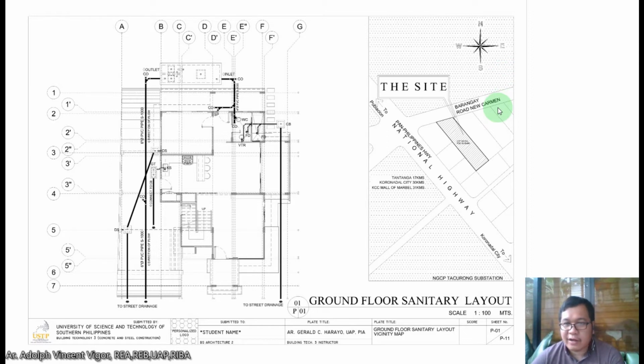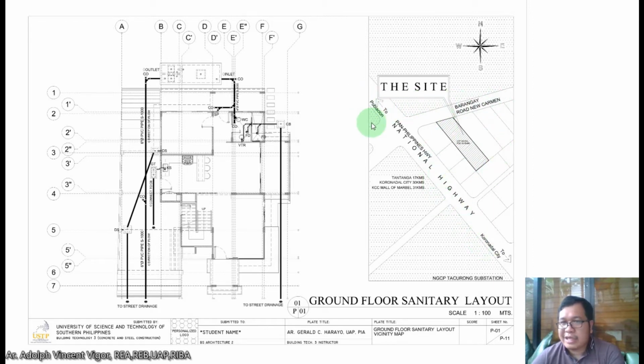For the ground floor sanitary layout, this is the first page of our plumbing plans. This was prepared by one of our instructors in the architecture department, Architect Gerald Harayo. On the first page, you can see the site. This is your location map, class, so that it will be easier for the office of the building official to locate where your building will be built.